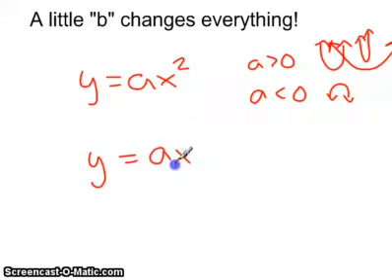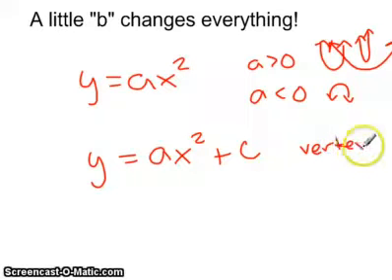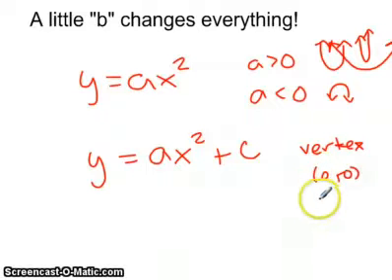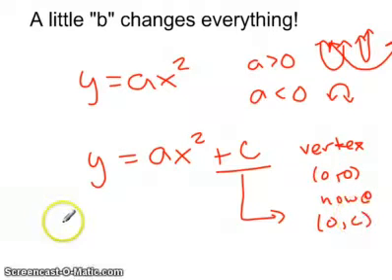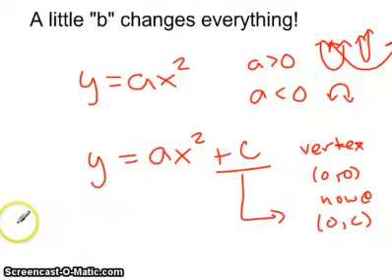We figured the a out. We said, what if we just added c? Well, without the c, the vertex of the function y equals ax squared, with no c, is 0, 0. We realized when we added c, the vertex was now at the point 0, c. Now I need to show you what happens when we add the b.